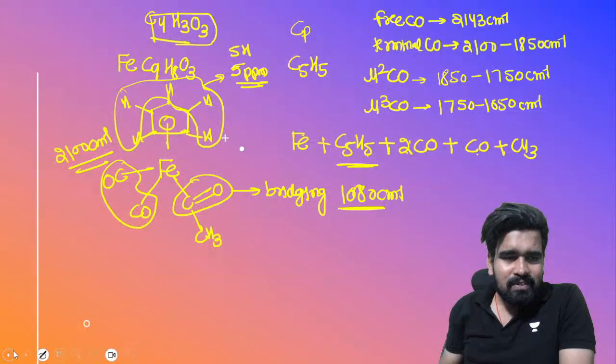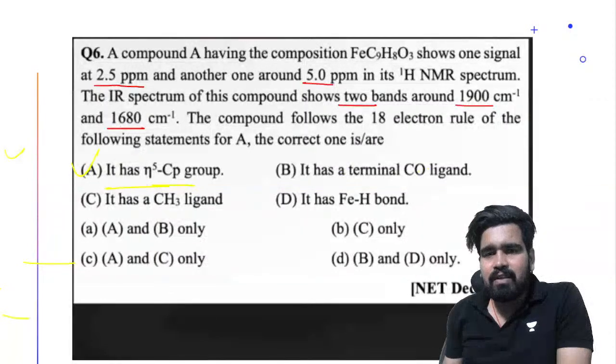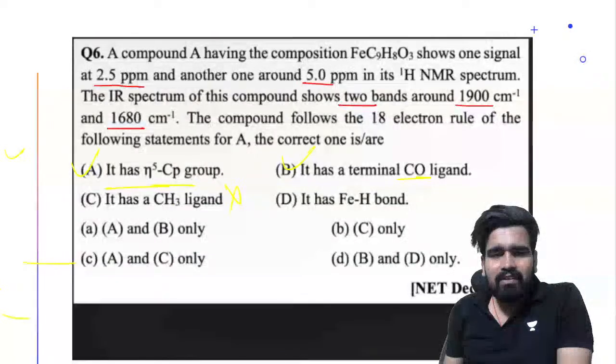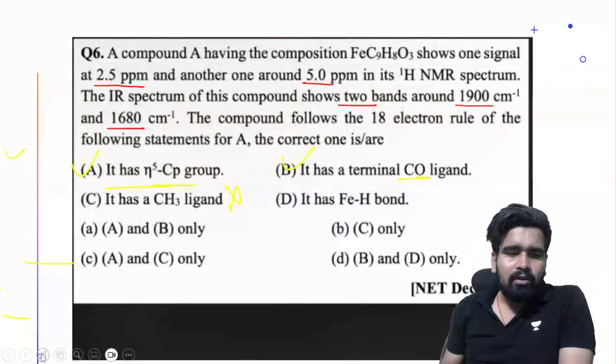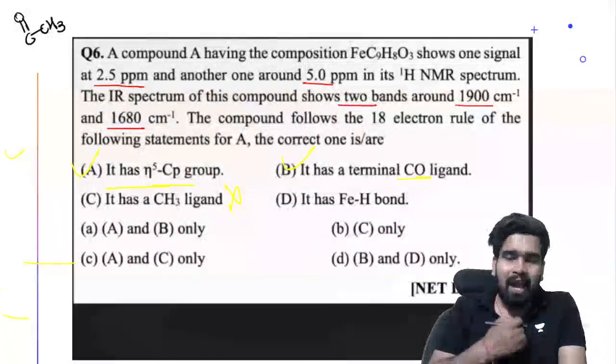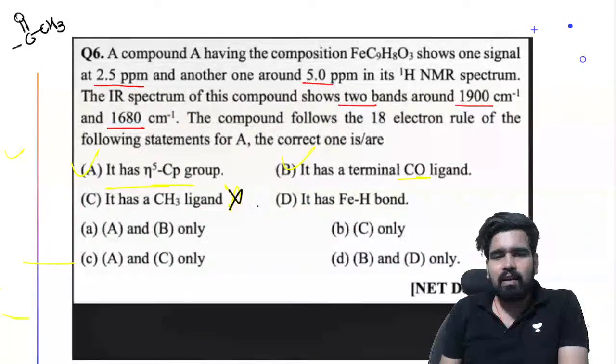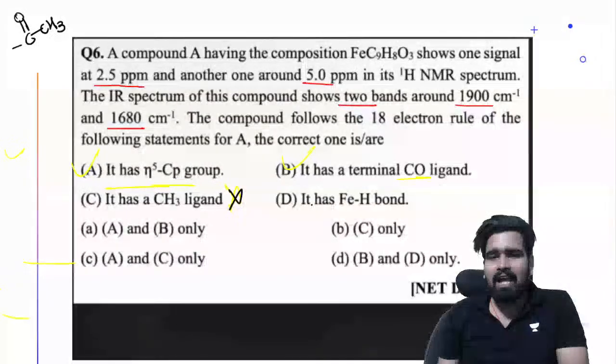Let's move to the options. It has a Cp group, eta 5 Cp, yes, correct. It has terminal CO, yes, it is correct. It has a CS3 ligand? No, there is no CS3 ligand. Although there is CS3 attached to CO, the actual ligand is COCS3, because CS3 is not directly joined with the metal. So CS3 is not the ligand here. The actual ligand is COCS3. This statement is wrong. Last one, it has an FeH bond.